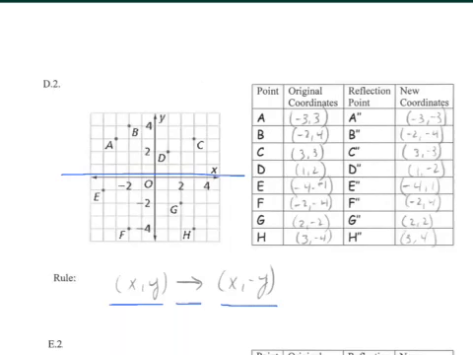Now that makes total sense for us in this problem. If we look at C and C prime, and if you look at the coordinates, x is 3 and y is 3, and then the new coordinates are x is 3 and y is -3. So x stays the same and y changes. And again, that makes sense because the x-coordinate moves the point horizontally left and right, and since we're reflecting over the x-axis, we're not moving left and right. The only movement would be on the vertical plane, moving up or down, which is what happens with the y-coordinate.